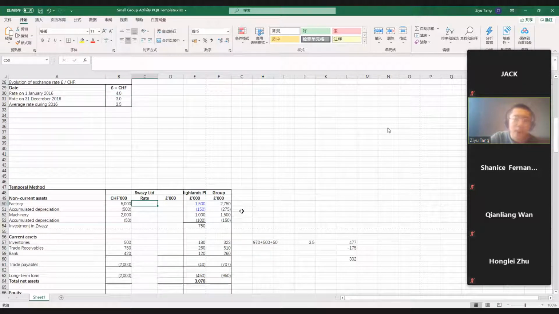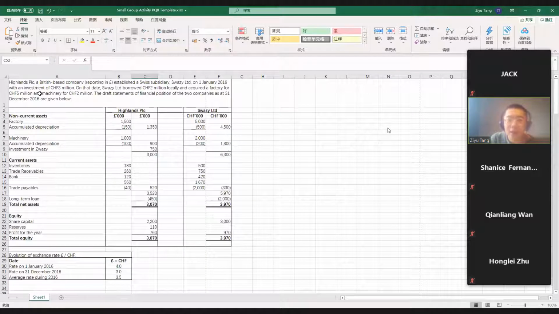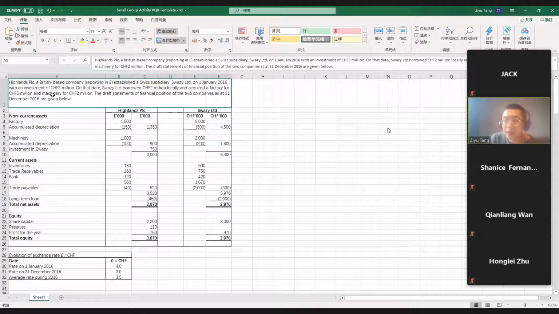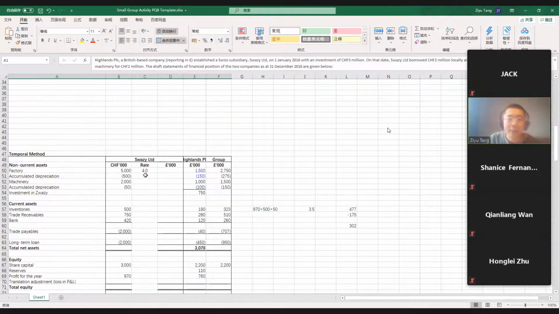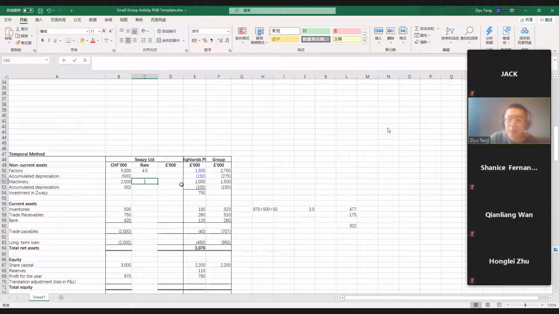which means that 1 pound equals 4 CHF. So for the factory the historical rate is 4. We use 4 to translate the factory because the factory was bought on that day. It's not because we use the opening exchange rate; it's just because the transaction was made on that day. And for the machinery we also use 4.